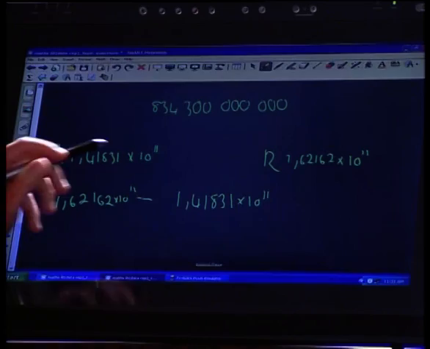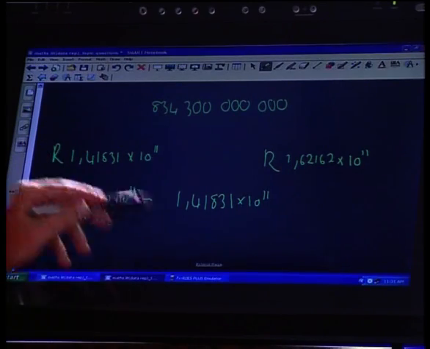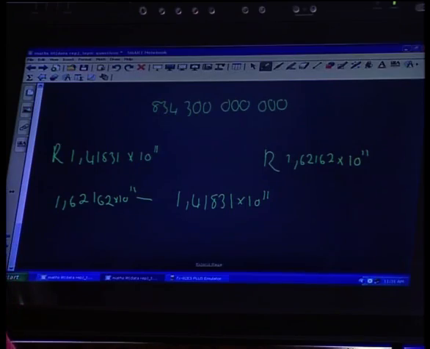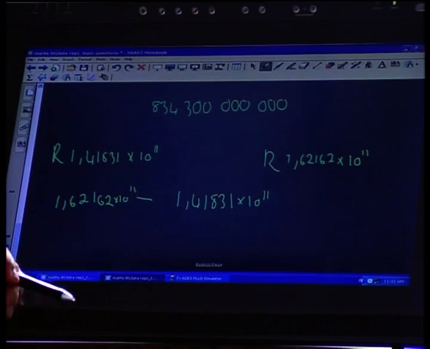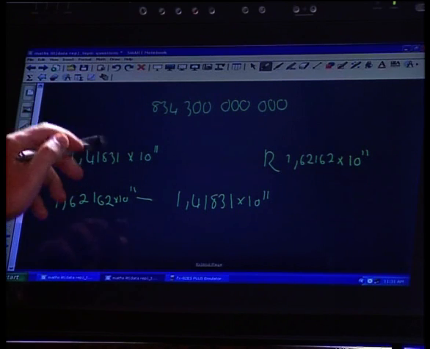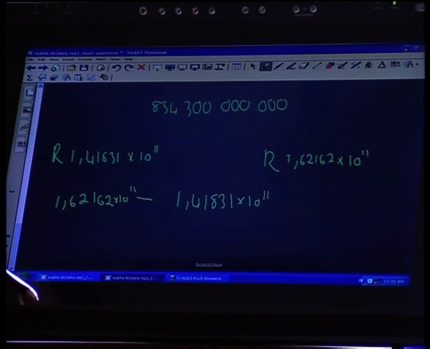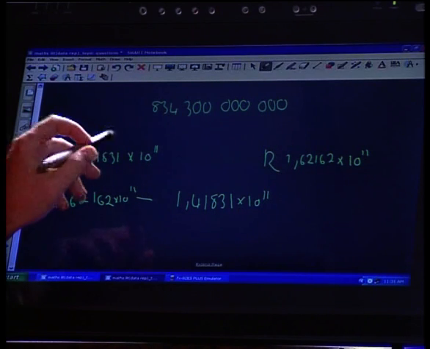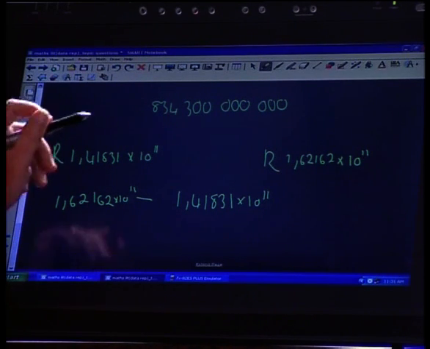A quick word of warning over here. You might be tempted to round these answers off and say 1,6 minus 1,4. The problem with that is that because of this very large 10 to the 11 power factor, you cannot ignore all the decimal places. You must keep every one, because this amount really represents a very large amount of money. Even that last digit of the 1,41831 already represents 100,000 rand.